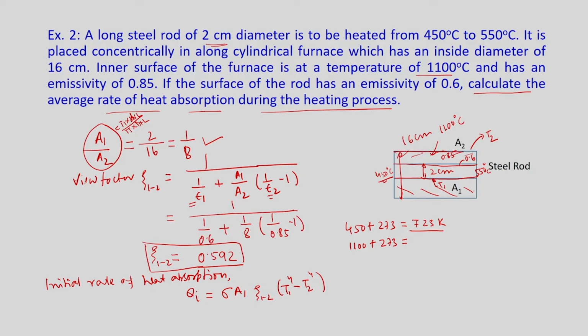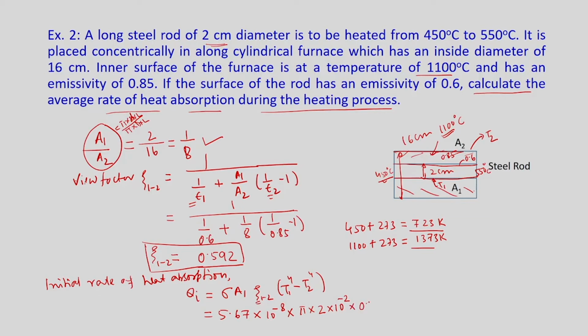This furnace is already maintained at 1100 degree C, so it will be 1373 Kelvin. If we substitute this value, sigma is known to us, the Stefan-Boltzmann constant 5.67 into 10 to the power of minus 8 watt per meter square Kelvin to the power 4, and area is pi D, where the diameter is 2 centimeter, which in meters is 10 to the minus 2.